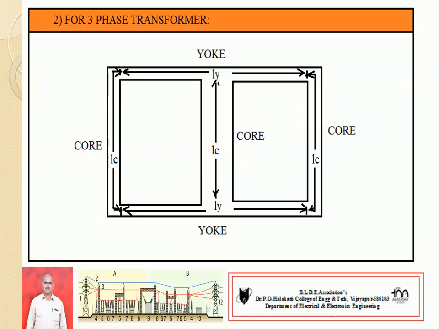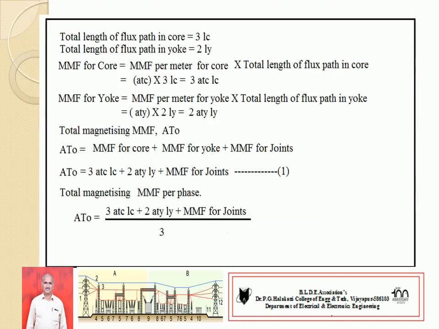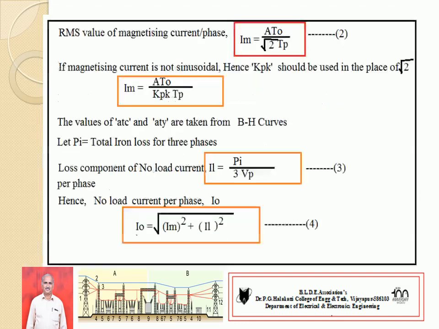Similarly, we can also estimate no load current for a 3-phase core type transformer. Only one difference: how many cores are there here? 3 cores. How many yokes are there? 2 Ly. And calculations are done per phase. Then the RMS value of magnetizing current per phase remains the same, only AT0 is per phase. So Im equals AT0 divided by root 2 times Tp.